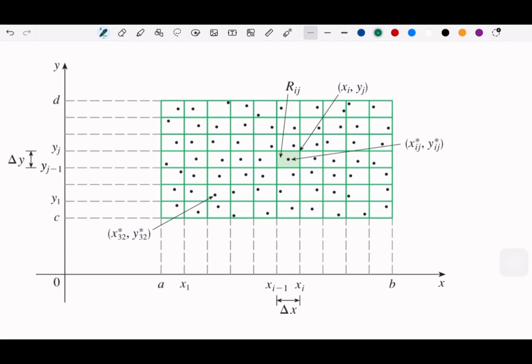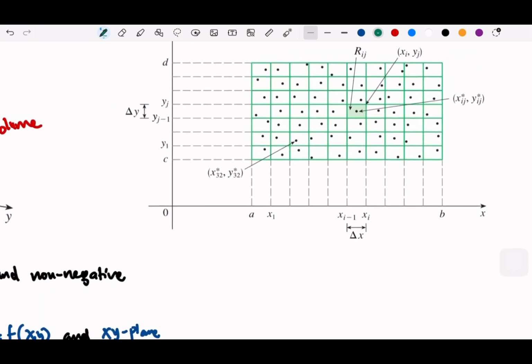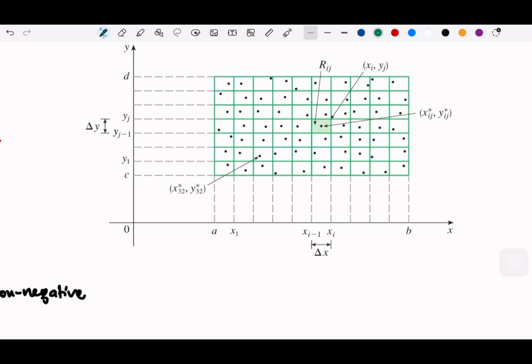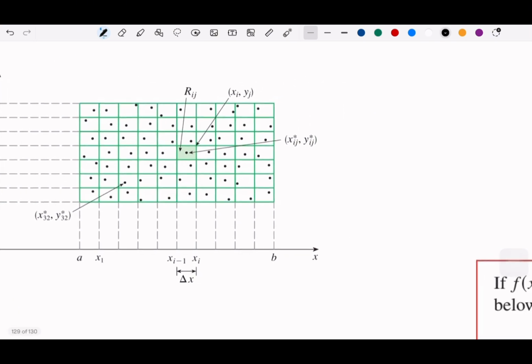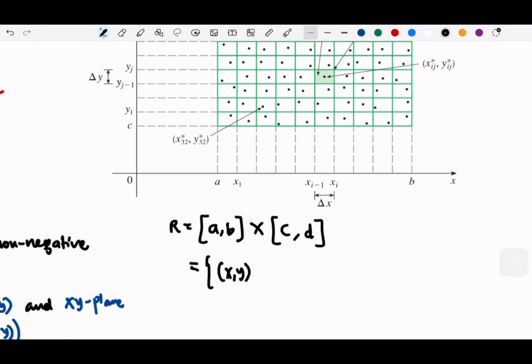So from this part, let me write the R first. Suppose the R is from a, b and c, d for x and y. So the region R, let me write here, is basically starting from a to b in x and also from c to d in y, which we can also write in terms of mathematical notations.